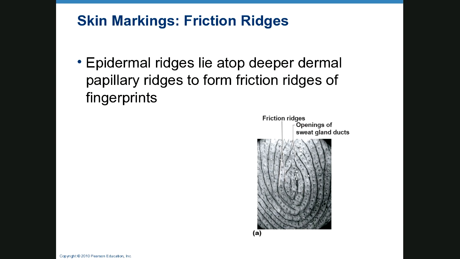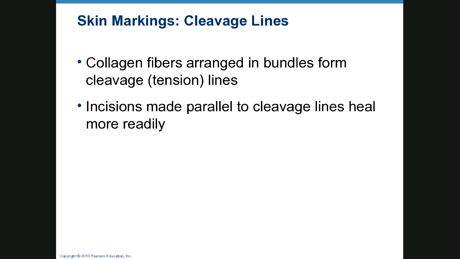Now, skin markings are friction ridges, and they're epidermal ridges lying atop the dermal papillae to form fingerprints. And as you all know, your fingerprints are unique. Now, the skin also has collagen fibers arranged in bundles of strength, which are called cleavage lines. Not the same kind of cleavage lines that you may have known about in the past.